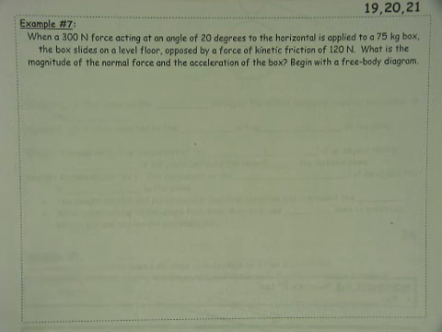All right, here's the question. When a 300 Newton force acting at an angle of 20 degrees to the horizontal is applied to a 75 kilogram box, the box slides on a level floor, opposed by a force of kinetic friction of 120 newtons. What is the magnitude of the normal force and the acceleration of the box? Begin with a free body diagram.